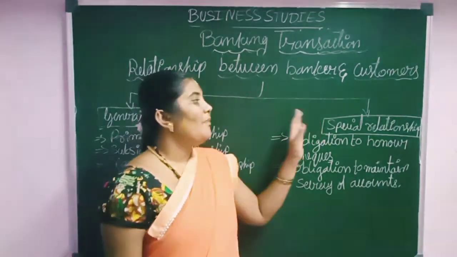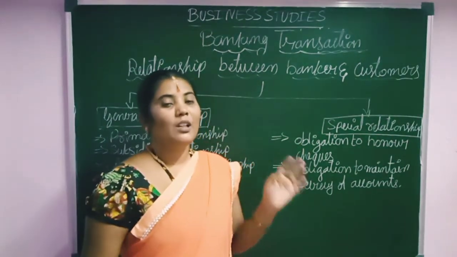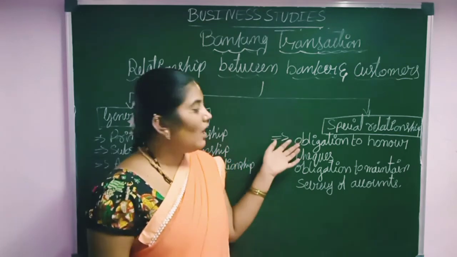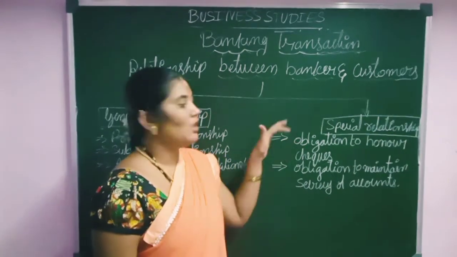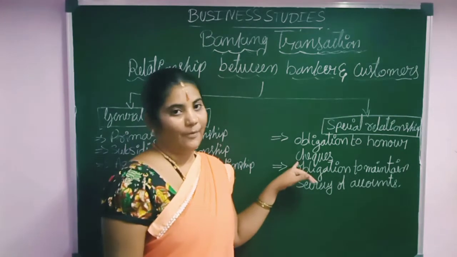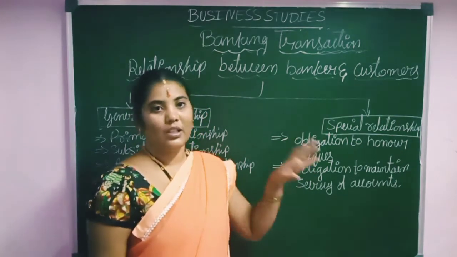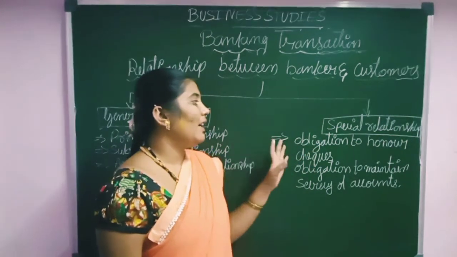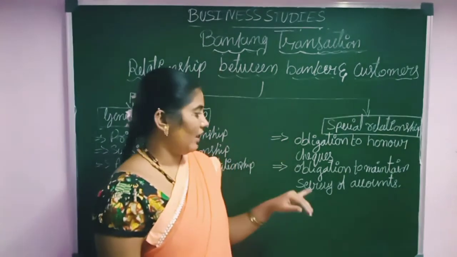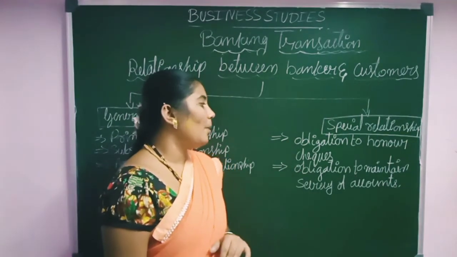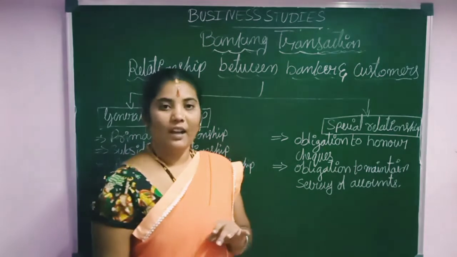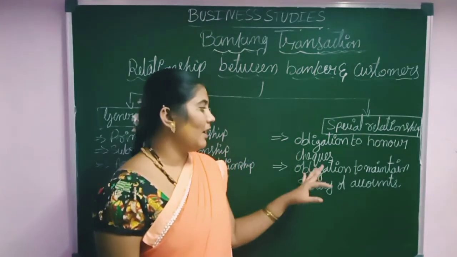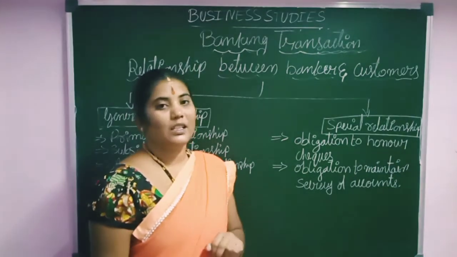Then next is the special relationship we have. In a sense, banks and customers have a special relationship. What are those? Obligation to honor cheques. So every bank has the obligation to honor cheques. Then afterwards, the obligation to maintain secrecy of the account. It is the obligation to maintain the secrecy of the account.